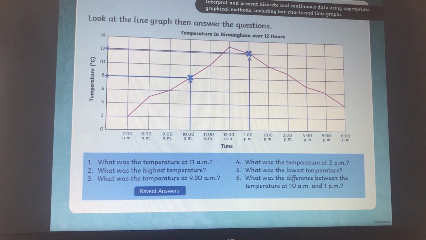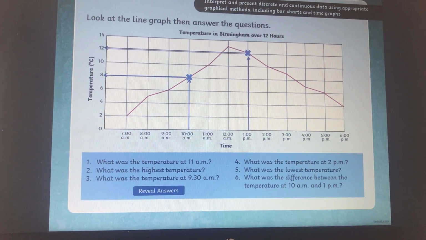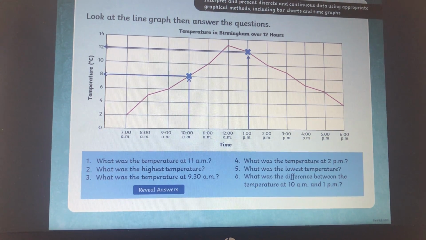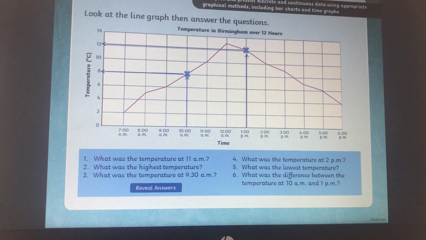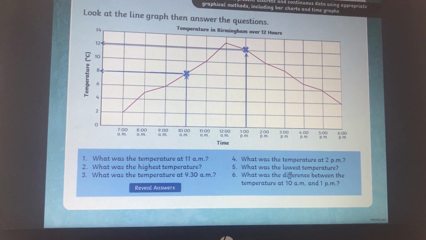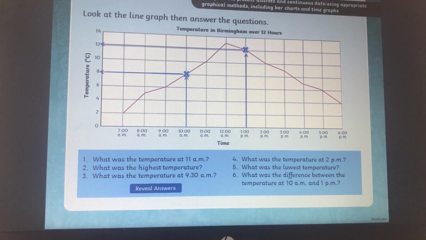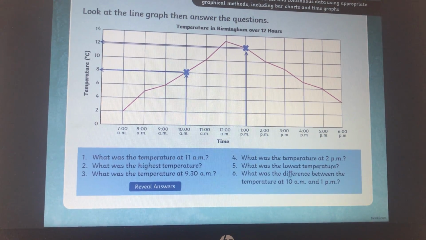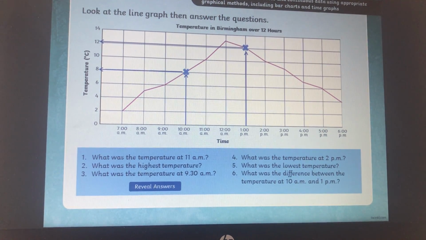The last question reads, what was the difference between the temperature at 10 a.m. and 1 p.m.? I've plotted both points on the line graph so that I can work out the temperatures for each. The temperature at 10 o'clock is 8. The temperature at 1 o'clock is 12. 12 take 8 is 4. So the difference in temperature was 4.